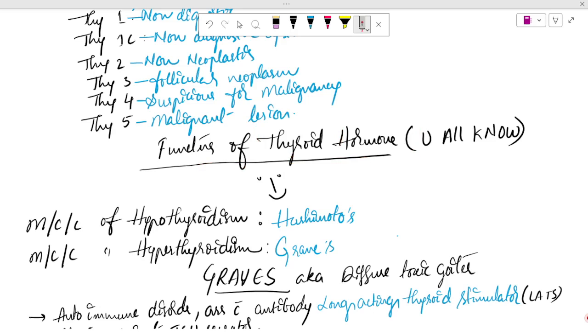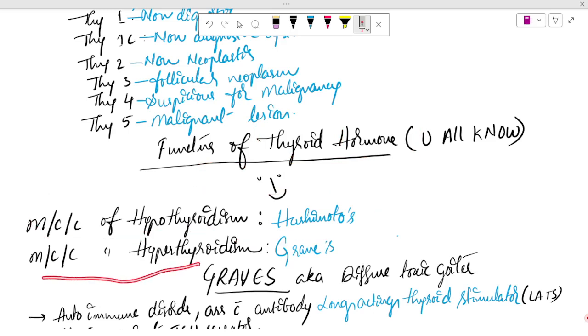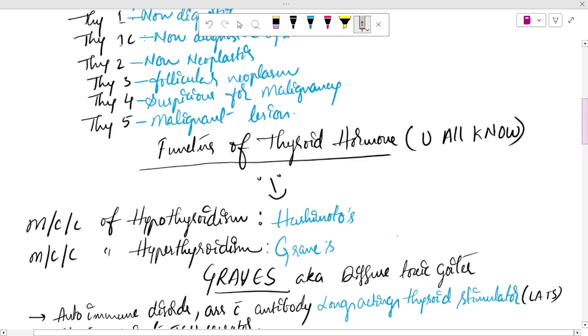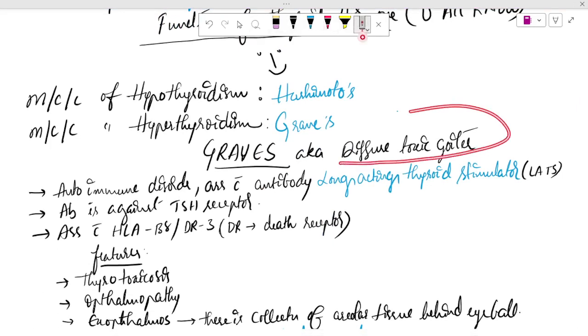Now, if you ask me a direct statement, what is the most common cause of hypothyroidism? It is obviously Hashimoto's. Then what is the most common cause of hyperthyroidism? It is Graves' disease. Now we will discuss what is Graves' disease. Graves' disease we can also call diffuse toxic goiter.